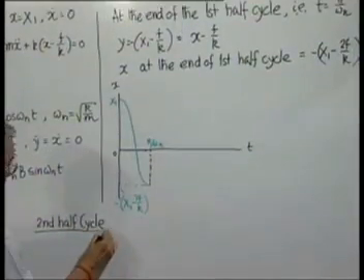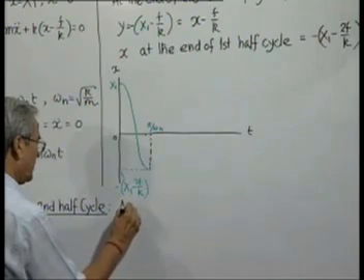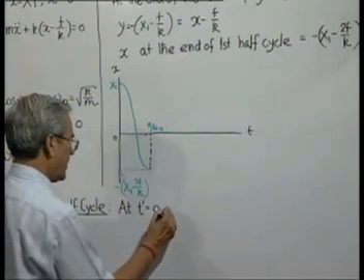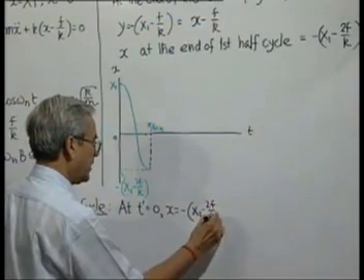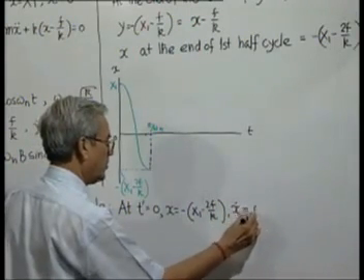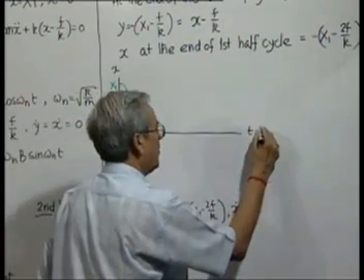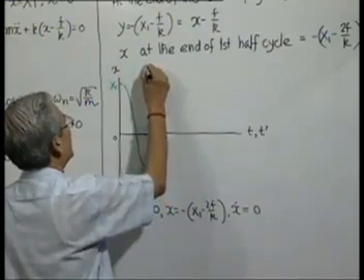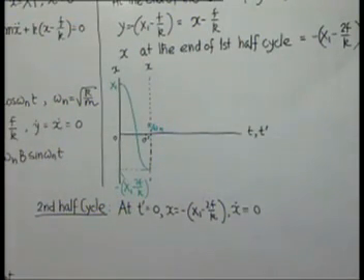Second half cycle. In the second half cycle, what will be the initial conditions? Let us have another time t prime equal to 0, where x equal to minus x1 minus 2f by k and x dot equal to 0. So we are measuring now with a different time coordinate t2 prime, and this is the x-axis, and this is the new origin of the time scale.